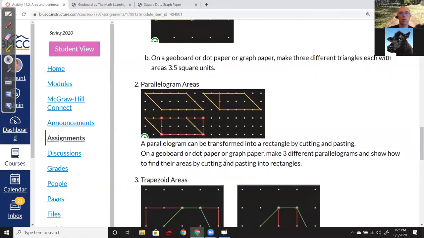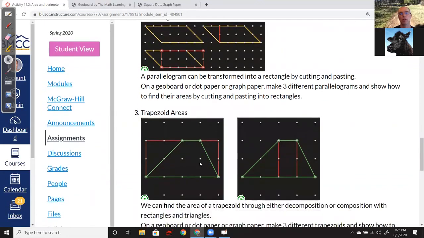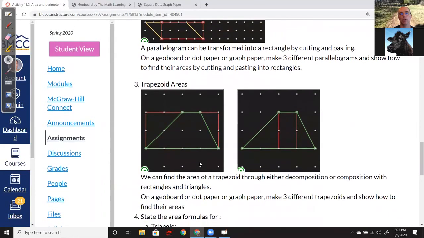So let's play with another example of that. I wanted you to make 3 different parallelograms and show how you can cut and paste to find an area as a rectangle. And then we're going to do a similar thing for trapezoids, where we can either expand by using a rectangular composition or decompose by cutting up the trapezoid internally.